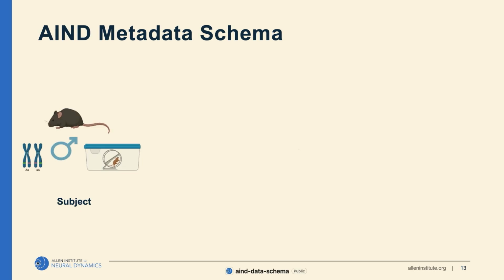We start by describing the subject. All of our work is in mice, but our schema allows different species, but my examples are always going to be mice because that's what we work with. We want to know the species. We want to know things like the genotype, the sex, the age, the housing conditions, like the light cycle that the mouse lives in. And because we breed our own mice, we keep track of some of that breeding history of the subject as well.